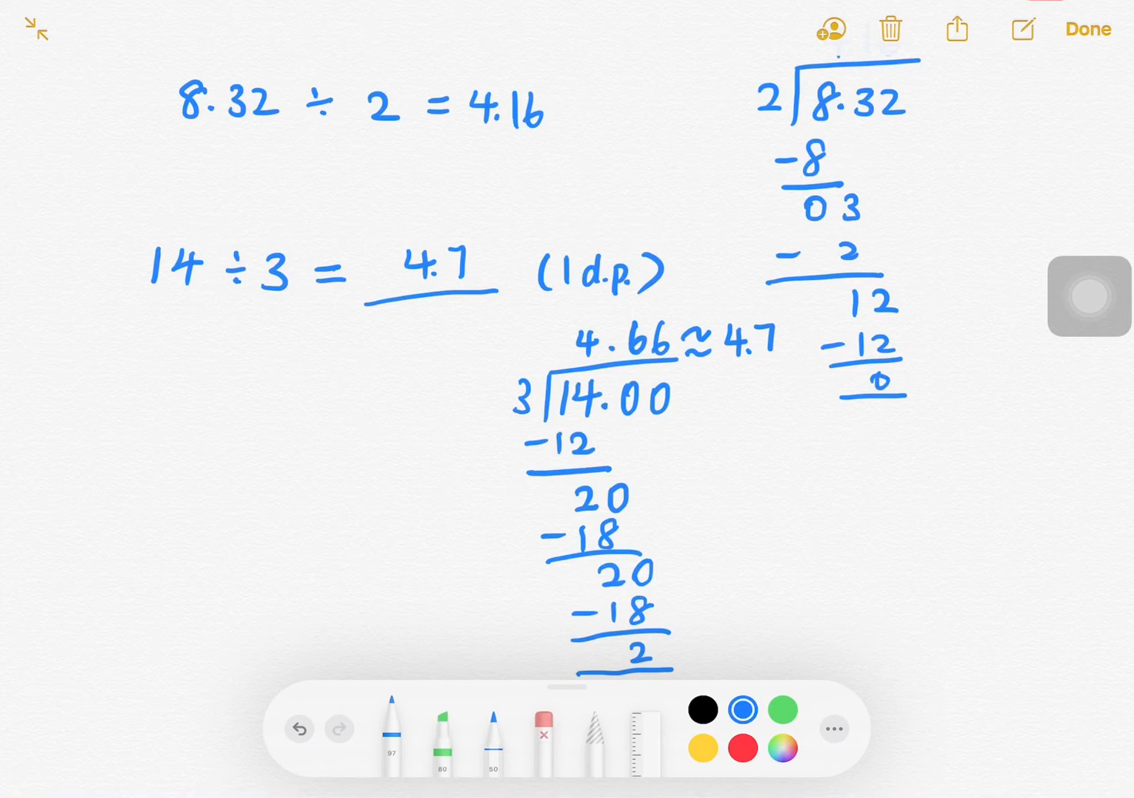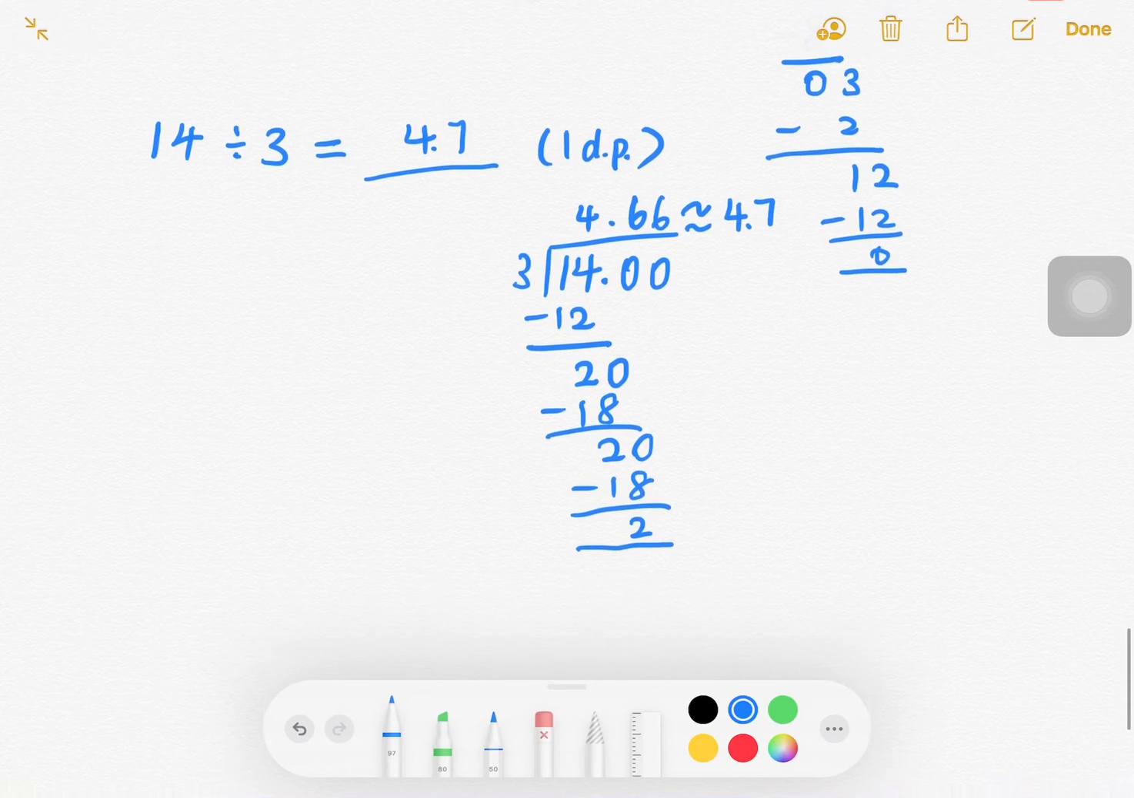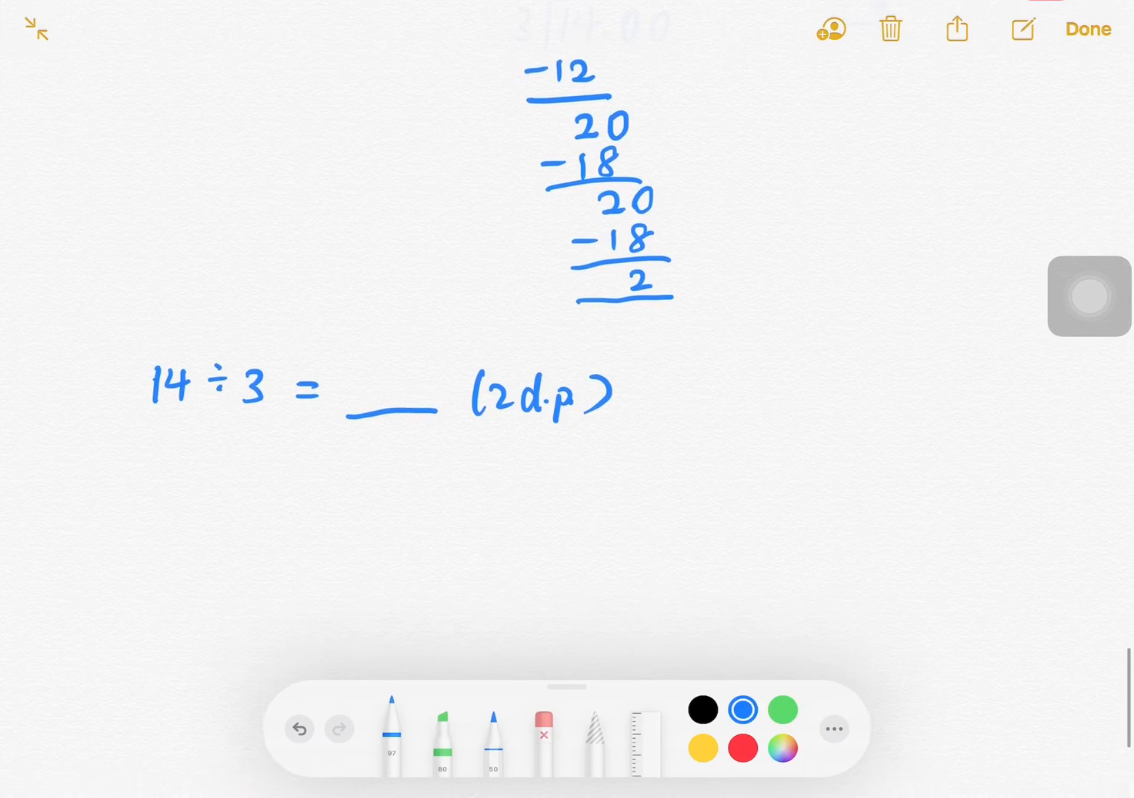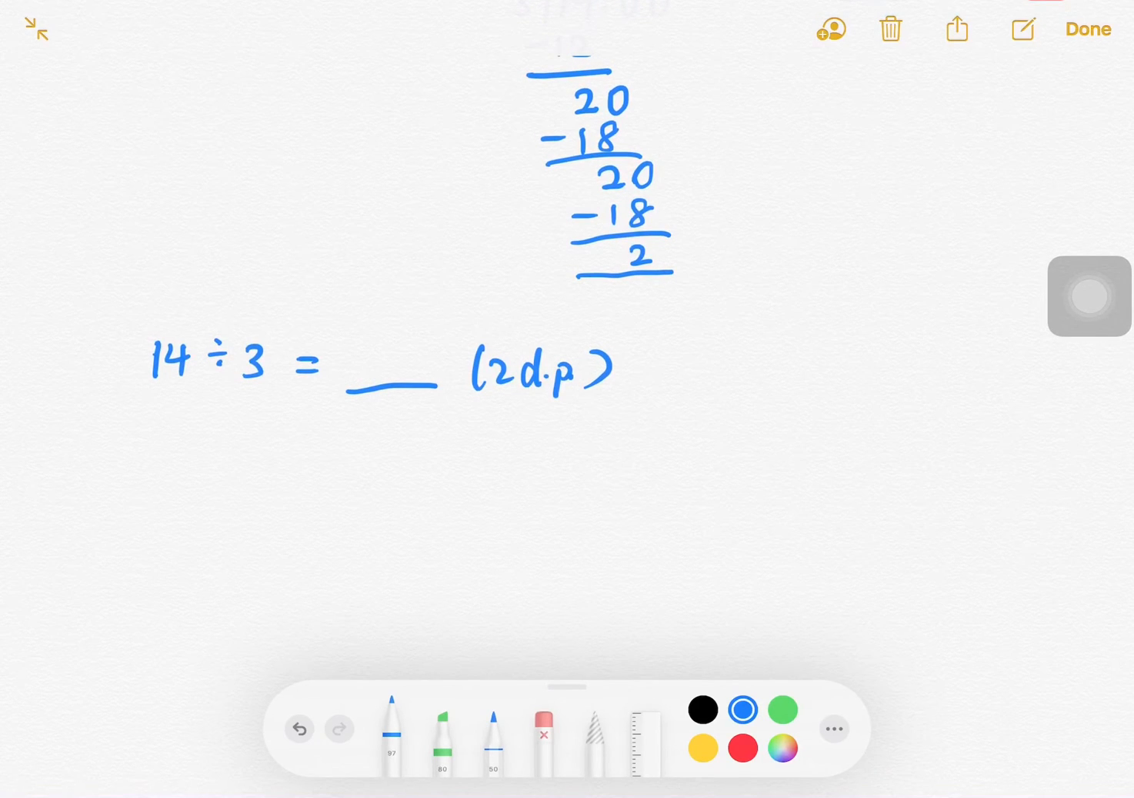And same thing goes, what happens if I want it to two decimal places? So I'm going to use the same equation, 14 divided by 3, but now I want two decimal places. So in order to round off to two decimal places, I need 3 decimal places. So I take 14, I ensure that there are 3 decimal places, 0.000, I divide by 3.